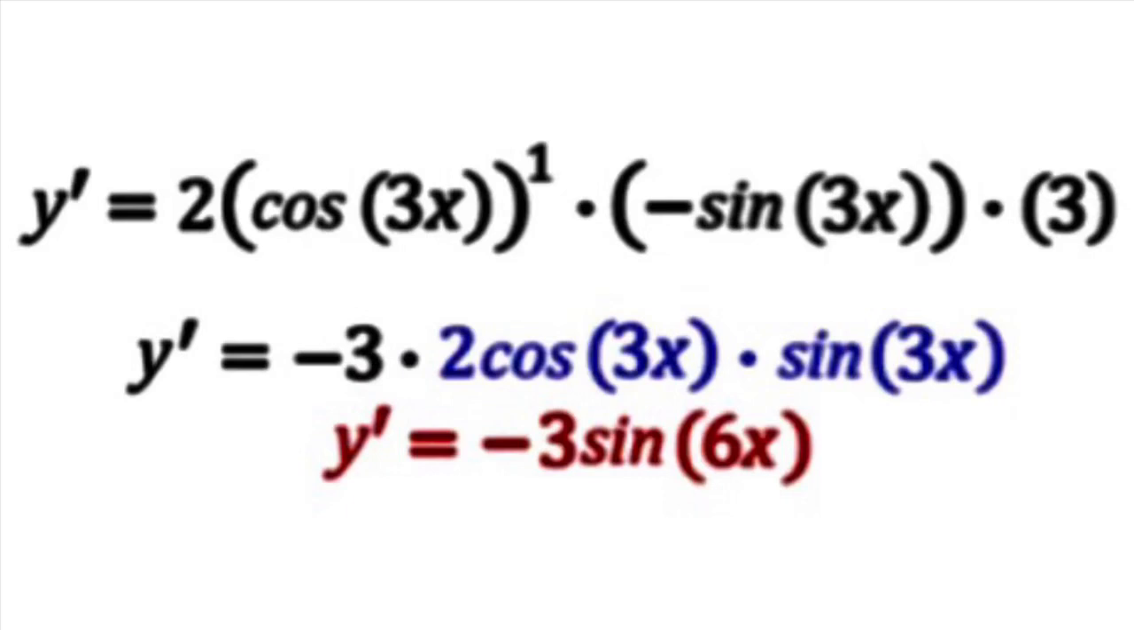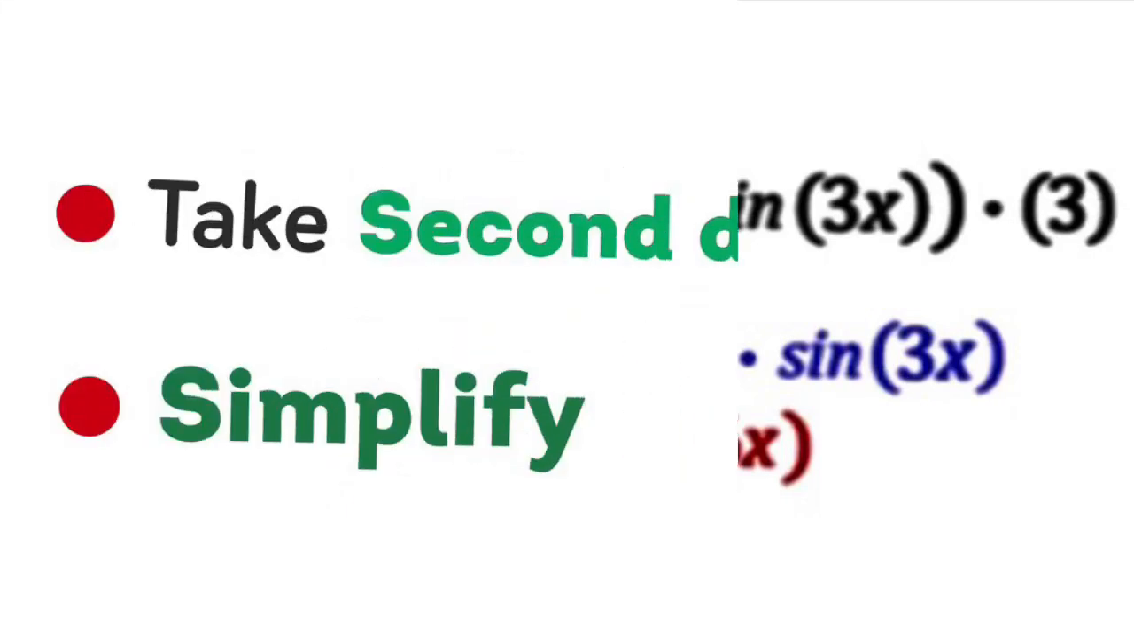Now in the next step we are going to simplify. So we will get y dash is equal to minus 3 into 2 cos 3x into sin 3x. So here we are going to apply the double angle formula. So we'll get y dash is equal to minus 3 into sine of 6x. So this is your first derivative.